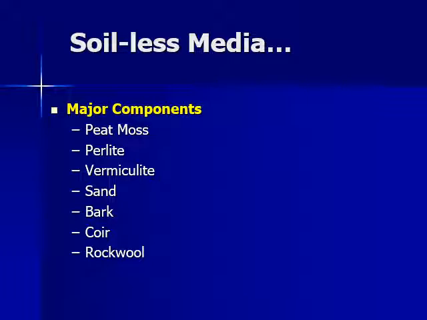So what are the different components? Peat moss, perlite, vermiculite, sand, bark, coir, and rock wool. We're going to go through this list.